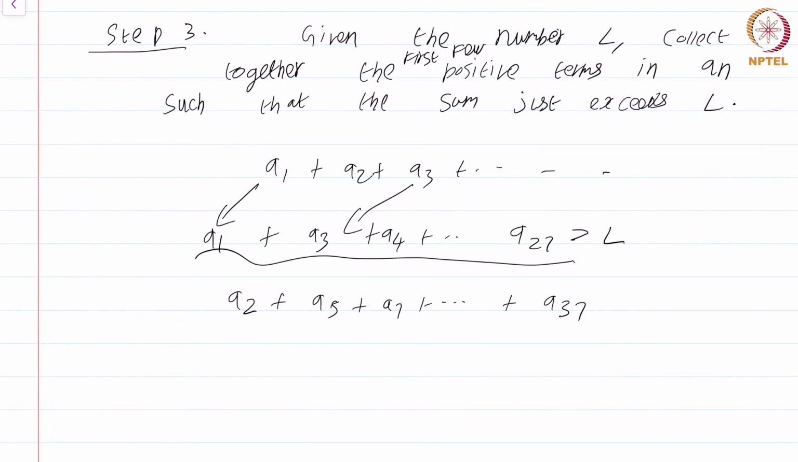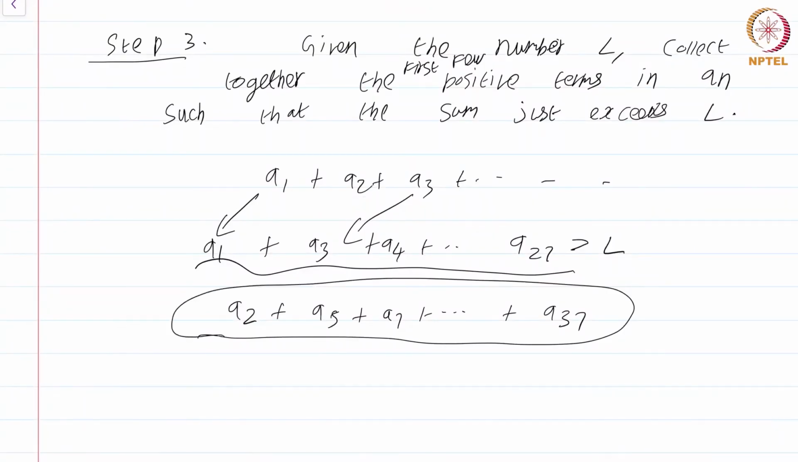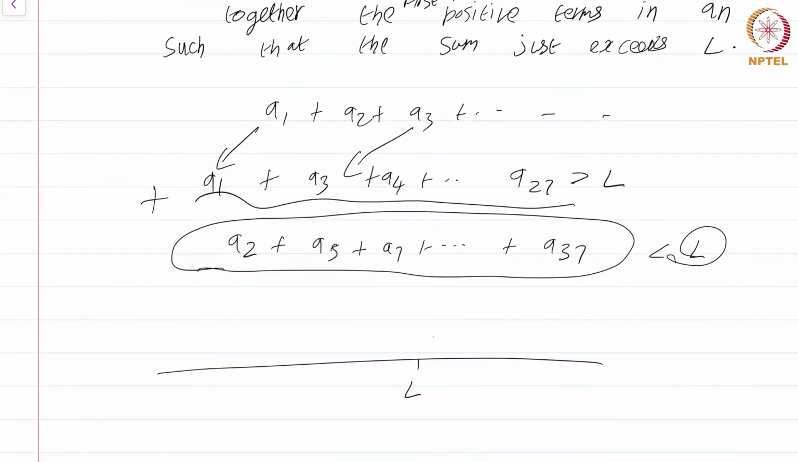So a2, a5, a7, I'm adding all the negative numbers. Note that this series r_n also diverges, to minus infinity. So in particular, this quantity can be made as negative as you desire. So what will happen is when you add enough of these terms to the previous set of terms, there will come a point where it will become less than L again. Go all the way till it just crosses L, but from the other side. Okay, so intuitively the picture is L is here, you first landed here, then you're slowly decreasing by adding terms, and then just when you cross L again, you stop.